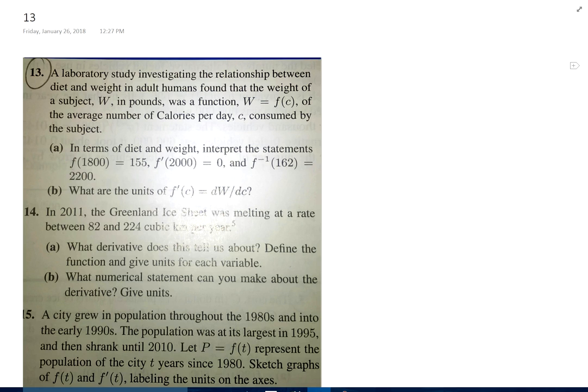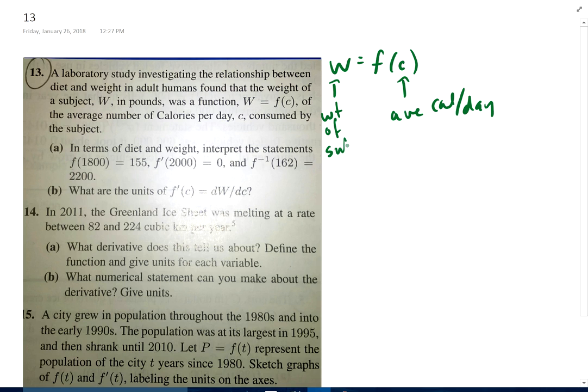A laboratory study investigating the relationship between diet and weight in adult humans found that the weight of the subject, W, was a function of average calories per day. So this is the average calories per day, and this is the weight of the subject. Okay, in terms of diet and weight, interpret the statements.